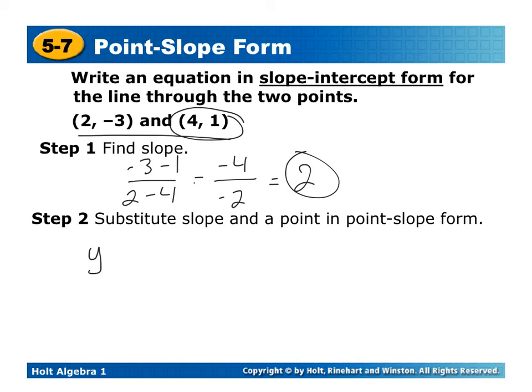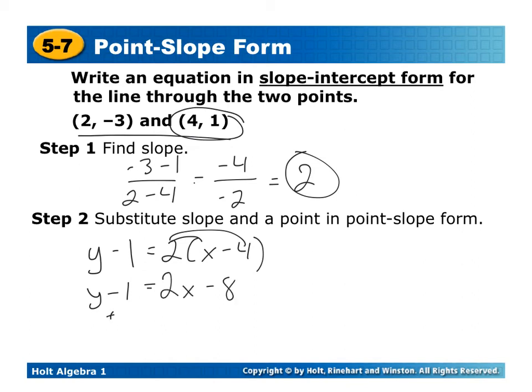So I'm going to put it in point-slope form. So y minus our y value, which is 1, equals our slope times x minus 4. Go ahead and distribute. So now I have y minus 1 is equal to 2x minus 8. Go ahead and add 1 to both sides, and now y is equal to 2x minus 7.